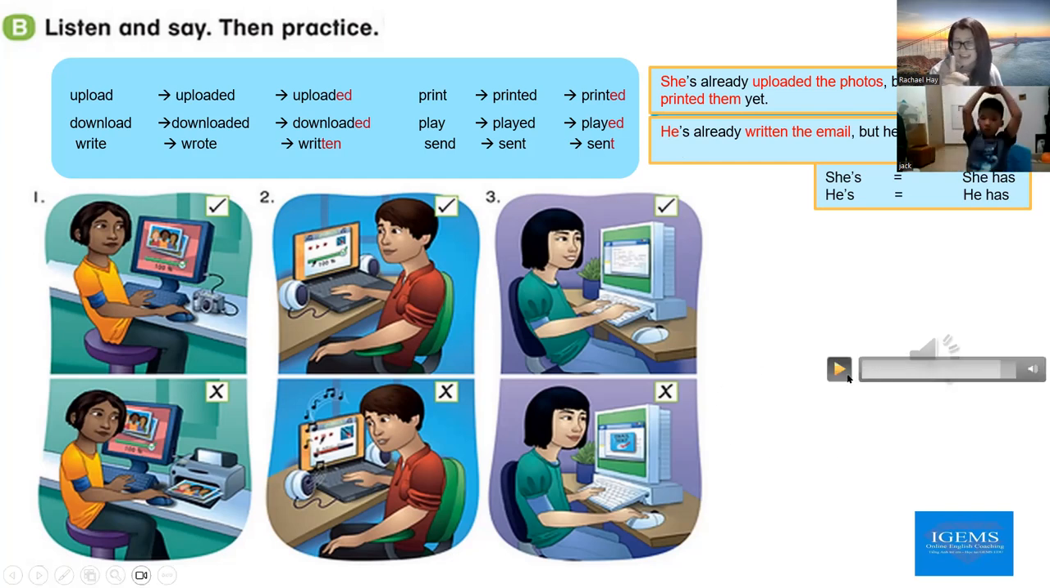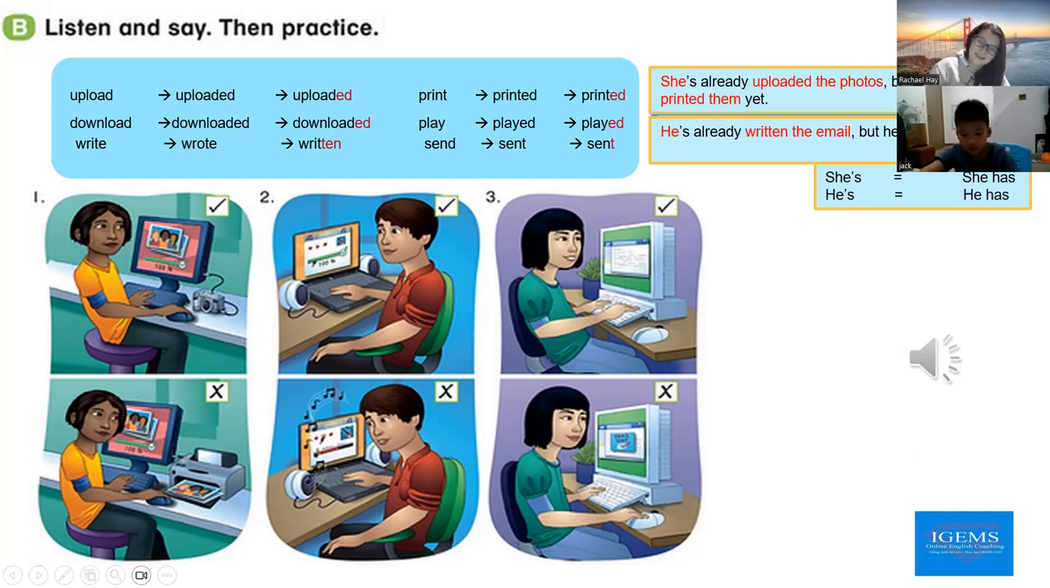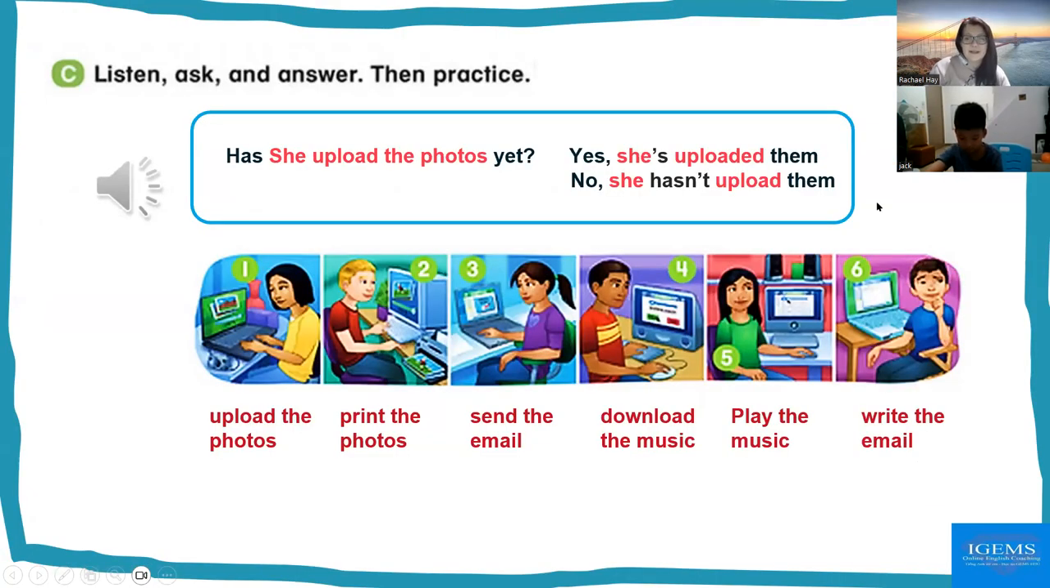You must get number 3 right, Jack. Listen carefully. She's already written the email, but she hasn't sent it yet. Okay, what is number 3? She has written an email, but she has not. Okay.